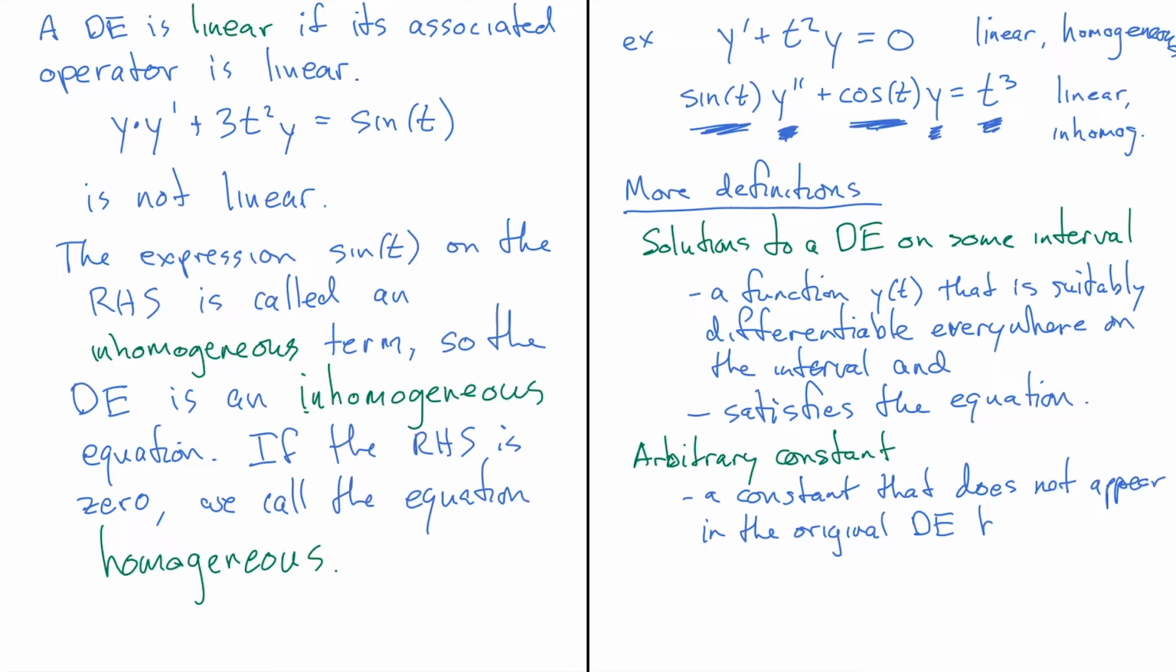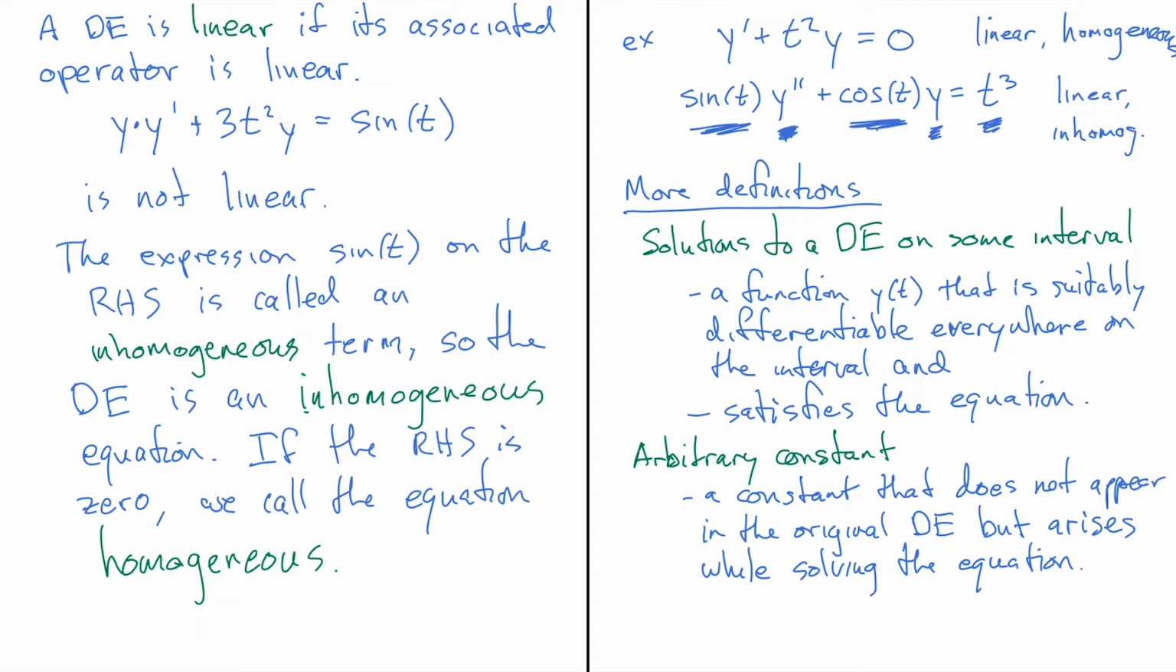Instead, it arises while solving the equation. And this is very much like the constant that appears when you take an antiderivative. That was not in the original integral that you were trying to solve, but it arose as you were taking steps through the problem, and you don't know its value. It could be anything. You're allowed to assume it could be 2, 7, 14, e, pi, whatever. Okay, so we call those arbitrary constants.